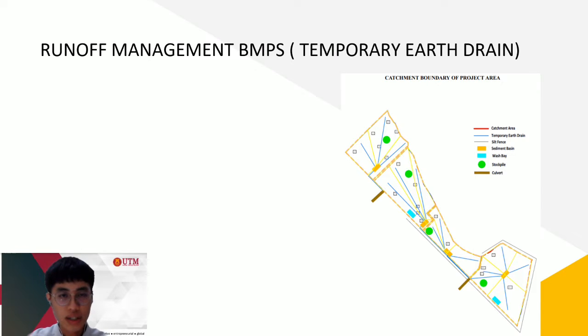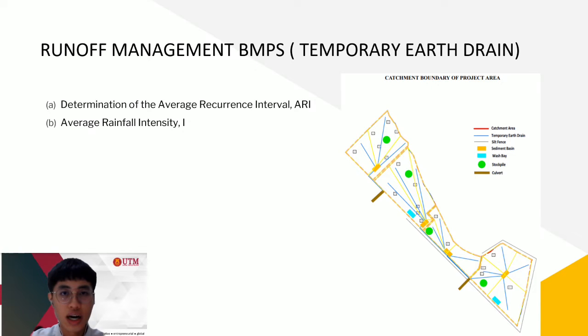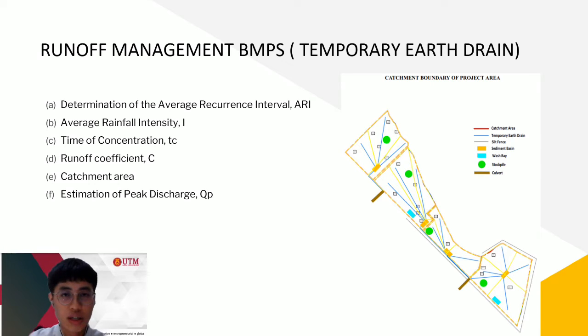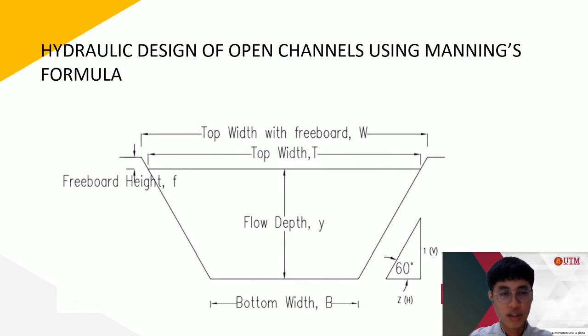There are many parameters that need to be calculated to design the drain, such as average recurrence interval (ARI), average rainfall intensity (I), time of concentration, runoff coefficient, catchment area, and estimates of peak discharge. On the right side here is the catchment boundary of the project area. The best hydraulic section is chosen from the temporary earth drain design as it provides maximum discharge with a given cross-sectional area. In this project, a trapezoidal section is chosen.